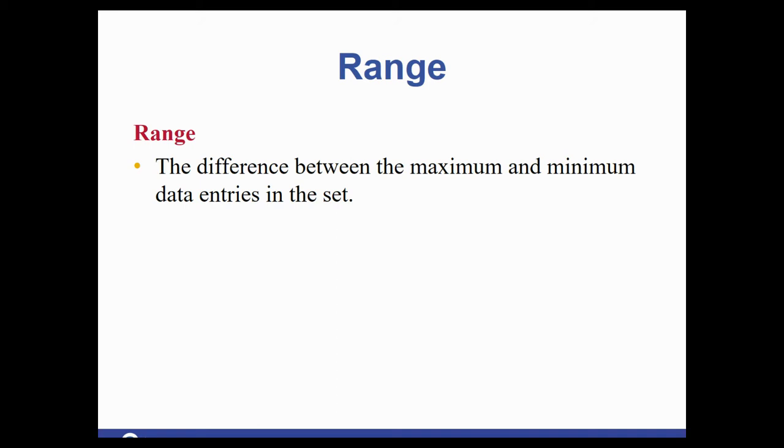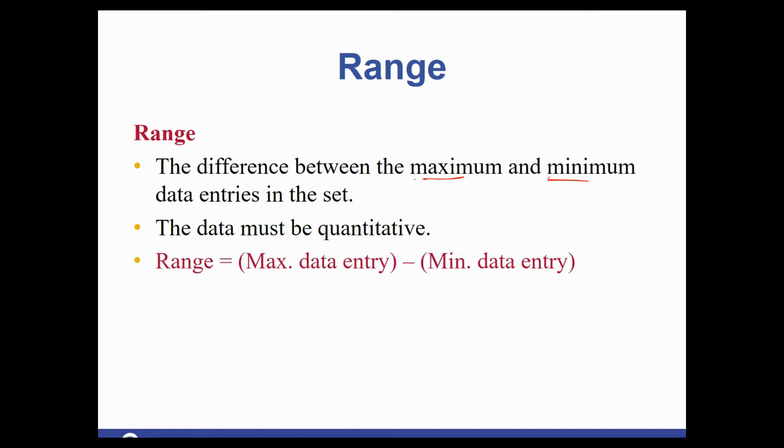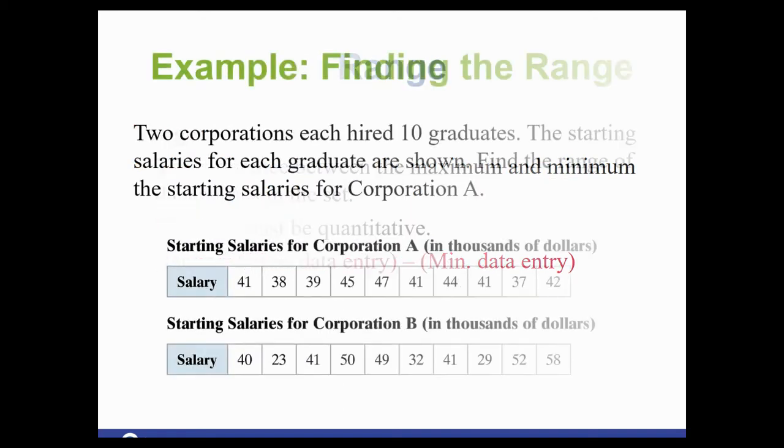So the first definition here is a range. It's the difference between your maximum and your minimum data entries in your set. It must be quantitative, so they've got to be numbers so that you can subtract them. So the range is truly just max minus min.